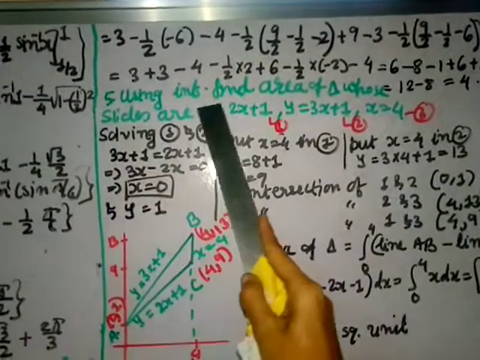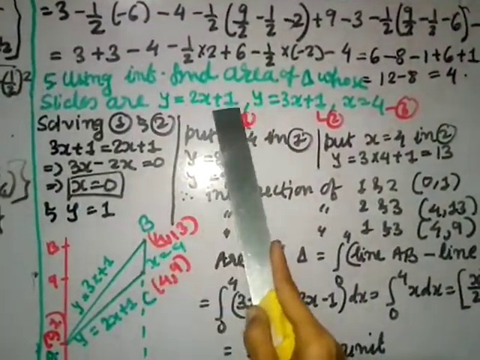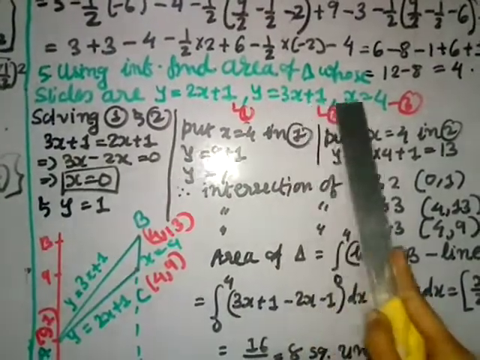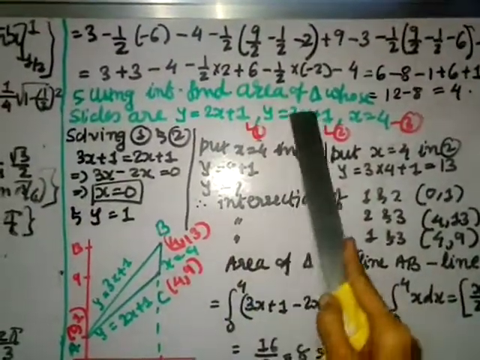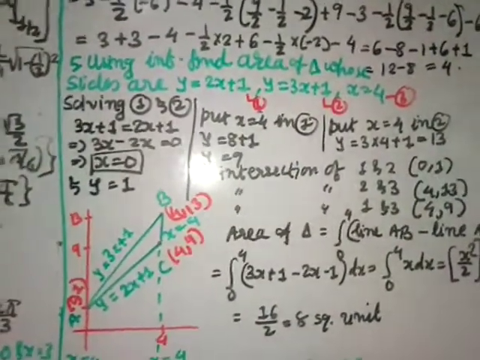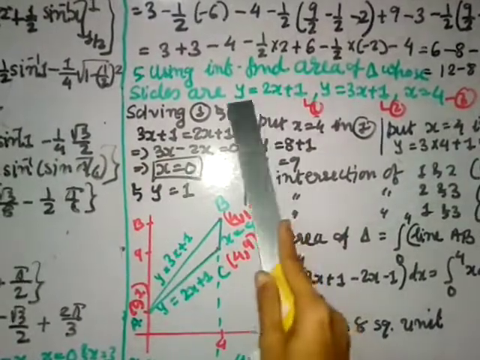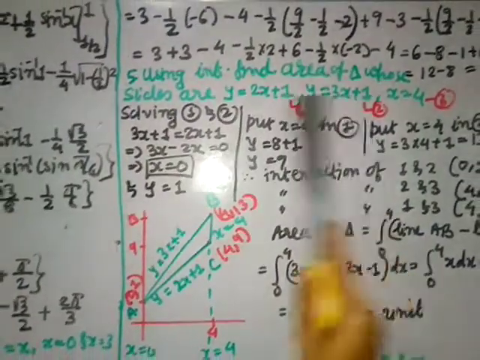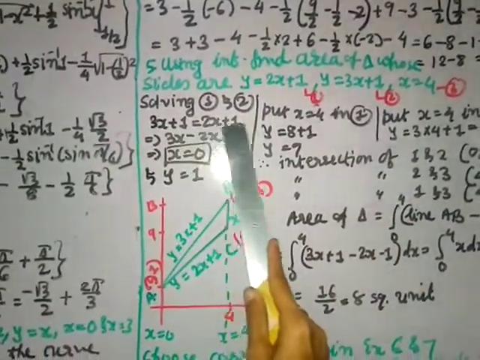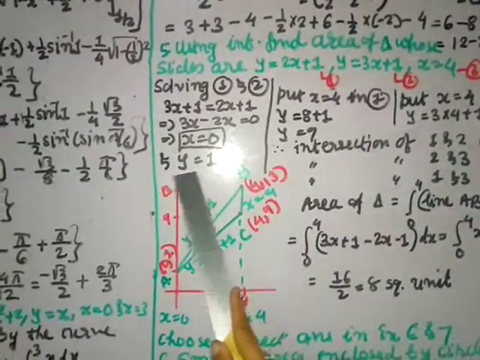Question number 5. Using integral, find area of triangle whose sides are y is equal to 2x plus 1, y is equal to 3x plus 1, x equal to 4. Call this as 1, this as 2, this as 3. Now you have to find the point of intersection of the 3 lines. So I am solving for 1 and 2 first. Since both are y, I'll equate these two values. So 3x plus 1 equal to 2x plus 1, which gives you 1 cut. So 3x minus 2x equal to 0. So x value is 0.